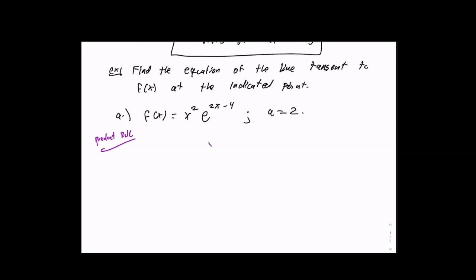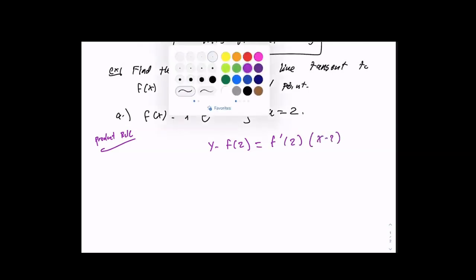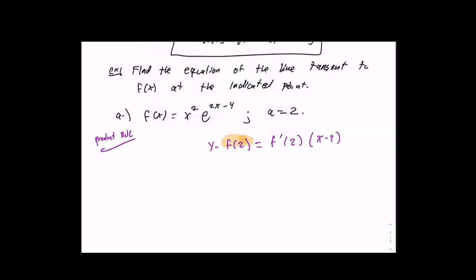So what is the equation of the tangent line? y minus f of a equals f prime of a times x minus a. f of 2 in this case, and f prime of 2, x minus 2. Okay, now I can see that I need to find f of 2 and that I need to find f prime of 2. So let's start by finding f prime of 2.